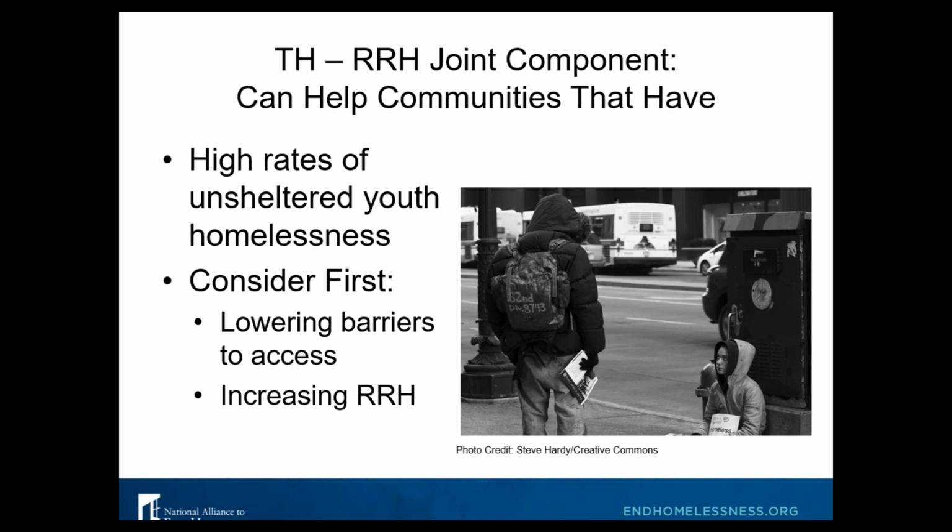So for communities that currently have transitional housing projects for youth or otherwise that are not able to provide participants with financial resources to obtain permanent housing, the joint component should be considered as an opportunity to overcome that particular hurdle. Most important, and we want to stress that, for any community that finds that they have high rates of unsheltered youth homelessness, before considering applying for the joint component, you should consider whether lowering barriers to your current projects and increasing rapid rehousing resources would actually better serve the needs of those youth and ensure better overall use of resources.